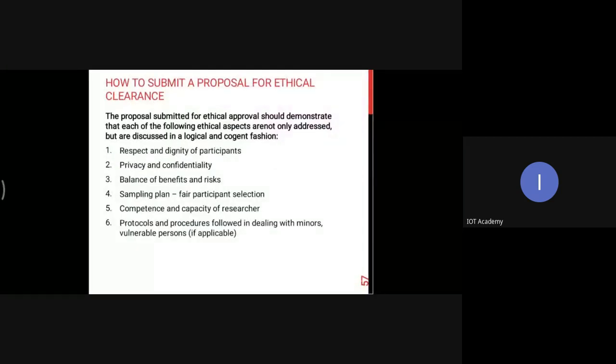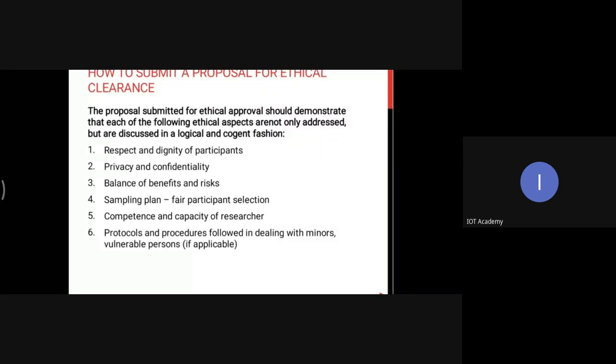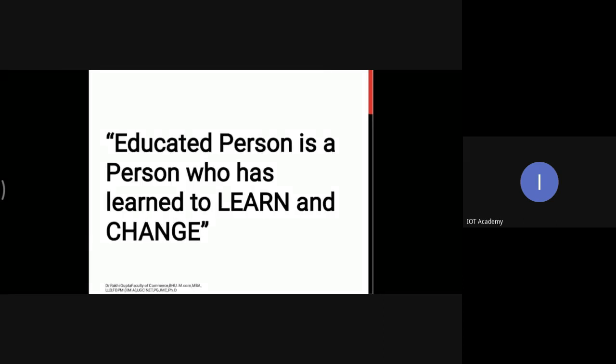And then it says, how do we submit a proposal for ethical clearance? The points which we have done earlier are almost the same: the benefits, the risks, the privacy, confidentiality, respect and dignity for the participants, the capacity of the researcher, and the protocols or the laws which govern the research. So that's all from my presentation.